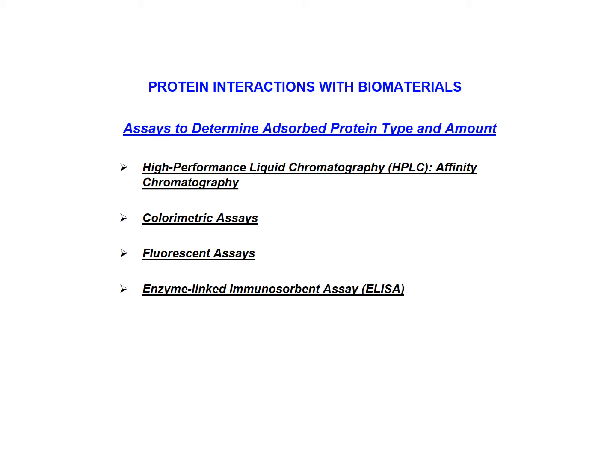Another assay used these days is the so-called ELISA, or enzyme-linked immunosorbent assay. This is a technique which allows determination of very small amounts of the adsorbed protein, a highly considered experimental technique. Western blotting, of course, is another assay which is used these days for the determination of adsorbed protein type and concentration.